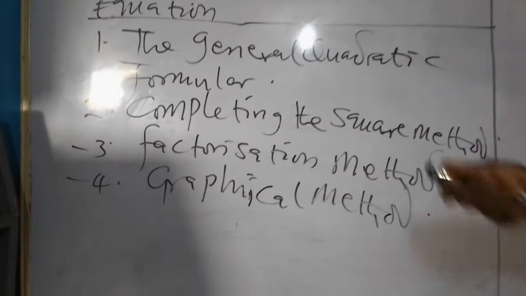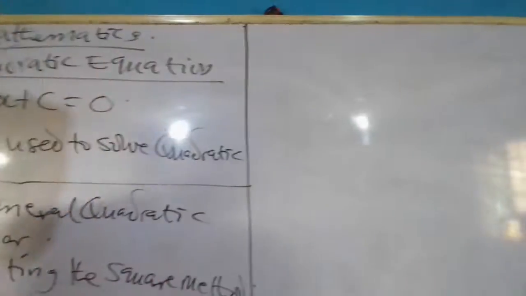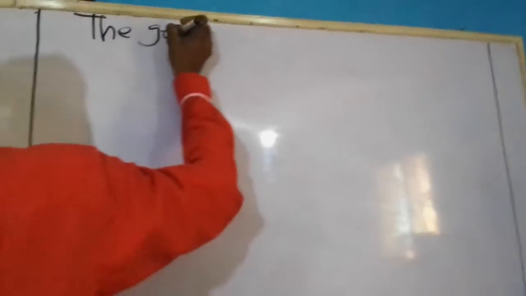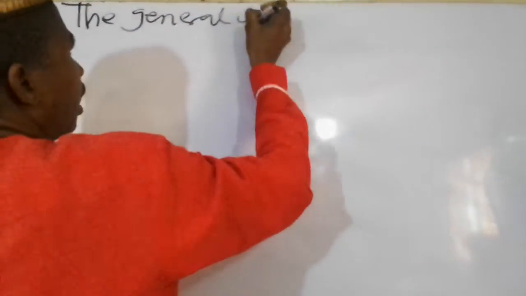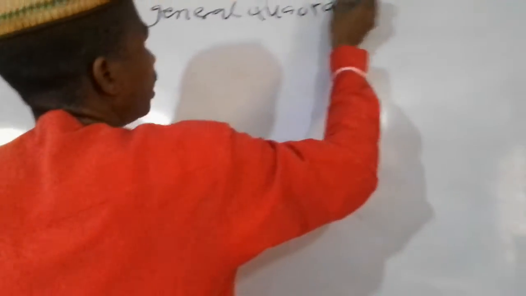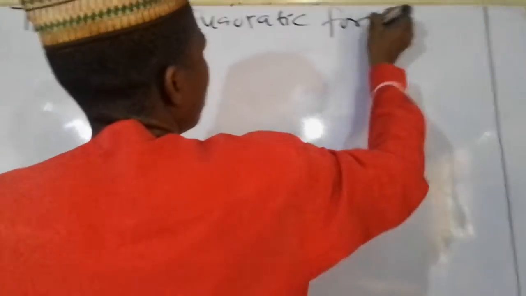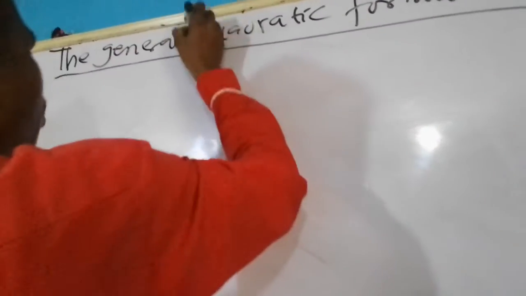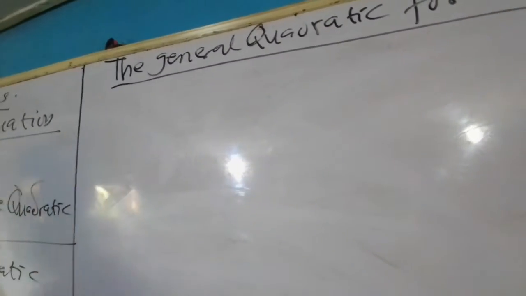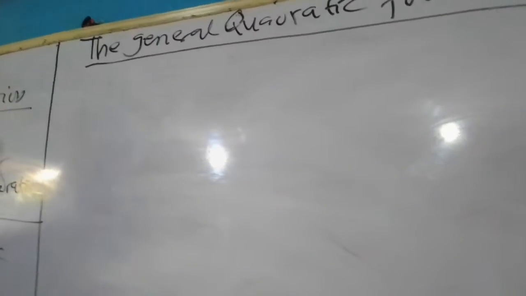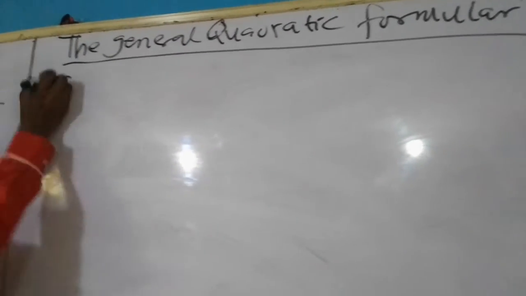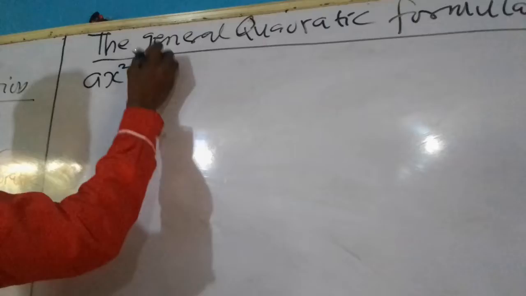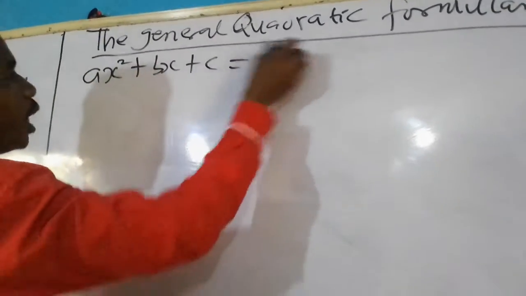The first one I'm going to look at is called what? The general quadratic formula. That is what we are going to look at. Recall that ax squared plus bx plus c is equal to 0.